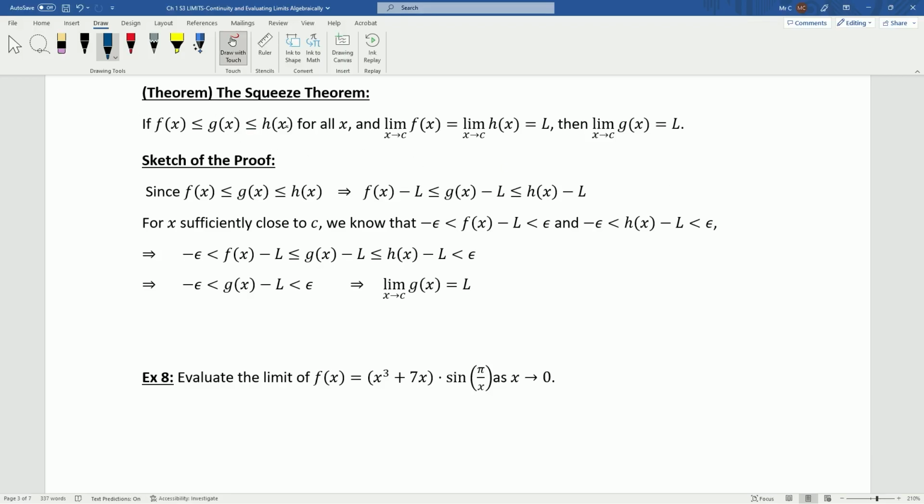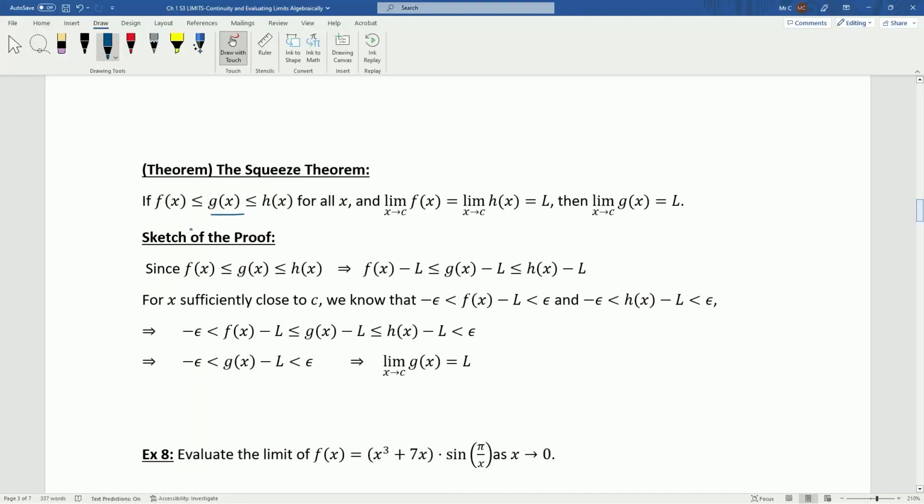So the squeeze theorem says if f of x is less than or equal to g of x, which is less than or equal to h of x for all x, and the limit as x approaches c of f of x and the limit as x approaches c of h of x are both equal to L, then the limit of g of x is also equal to L. So g of x is this middle function. Before we go into the proof of this, we'll look at a picture.